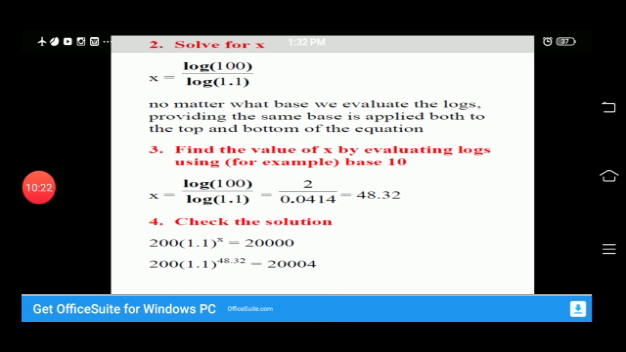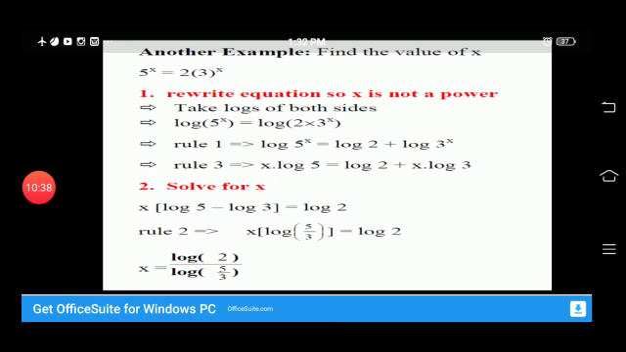48.32. We can also check the answers by putting the value in the left hand side of the equation and check whether it is equal to 20,000 or not. So it becomes 20,004. So it is approximately near to 20,000.